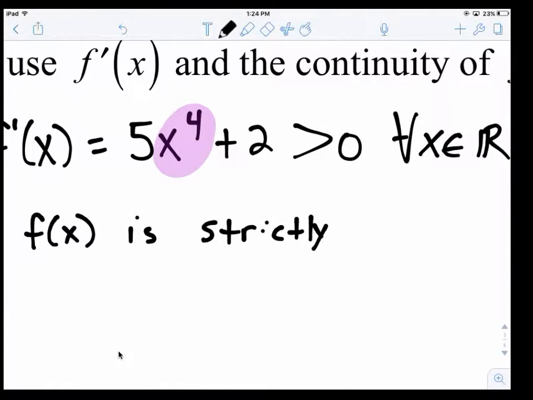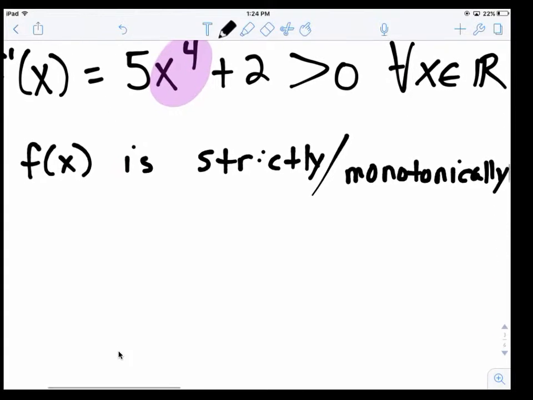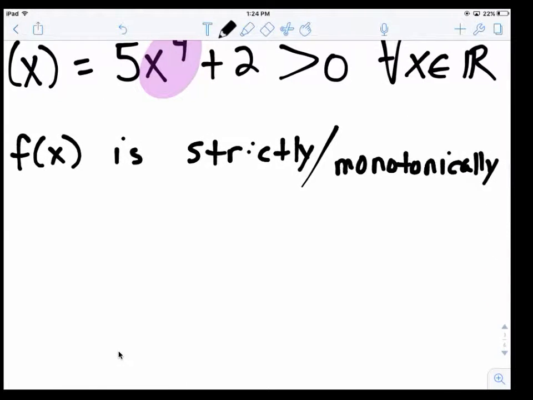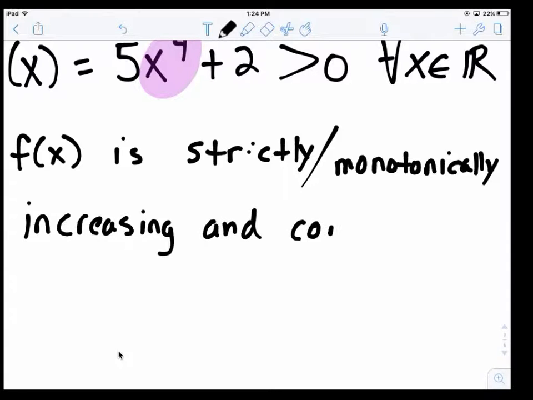What was that other word that we can say instead of strictly? Remember? Monotonically. All right, you can use either, they both mean the same thing. So f of x is strictly increasing and continuous.